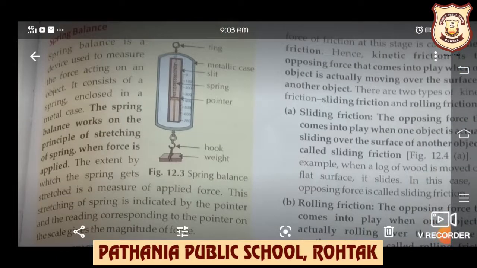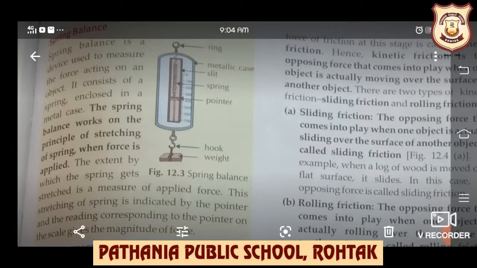So next topic is spring balance. Now can you tell me what is a spring balance? It is a device which is used to measure the force acting on an object. इस इंस्ट्रूमेंट की हेल्प से जिस भी ऑब्जेक्ट के ऊपर कितना फोर्स लग रहा है, वी आर एबल टू फाइंड दैट.